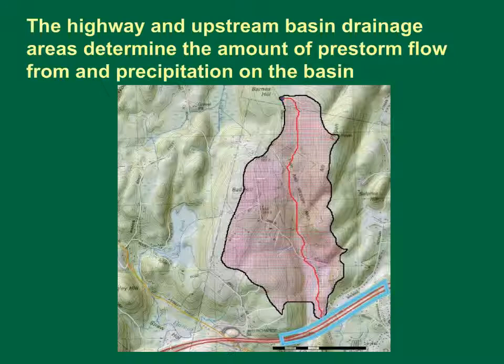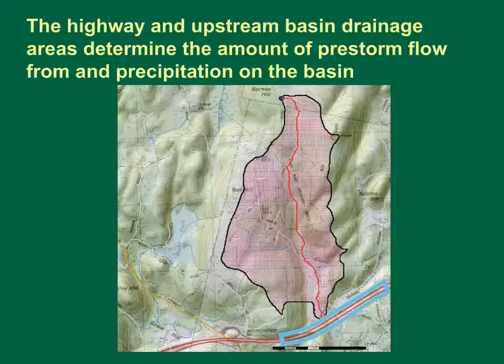This figure shows a hypothetical study site where Howard Brook crosses I-290 near Worcester, Massachusetts. The drainage area of Howard Brook, which is outlined in black and shaded red, is 1.34 square miles, and the drainage area of the hypothetical highway site, which is outlined in blue, is 6.4 acres, or about 0.01 square miles. Therefore, the upstream basin receives about 134 times the precipitation that the highway receives.